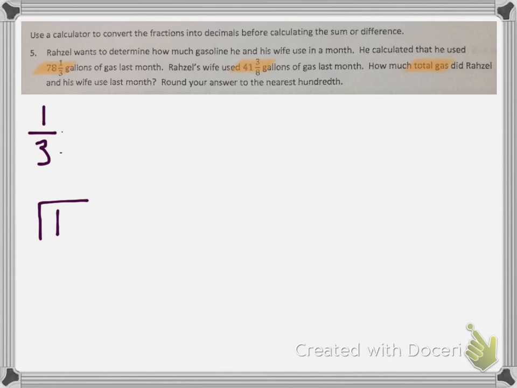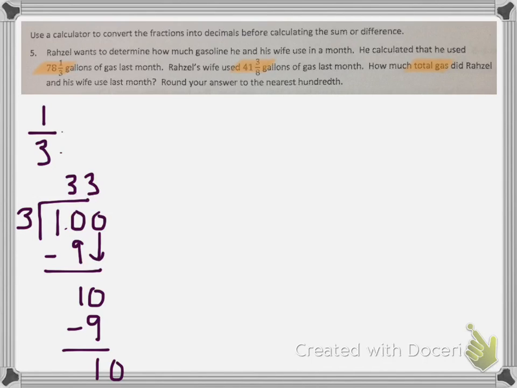1 divided by 3. Add a decimal, add a 0. 3 goes into 10 3 times. 3 times 3 is 9. Subtract, you get a 1. Add another 0 and bring it down. Do you see what's going to happen? 3 goes into 10 3 times. 3 times 3 is 9. Subtract, you get a 1. Bring down another 0. It's going to be 3 no matter what. Notice my decimal goes straight up into my answer. So 1/3 is equivalent to 0.3 repeating.